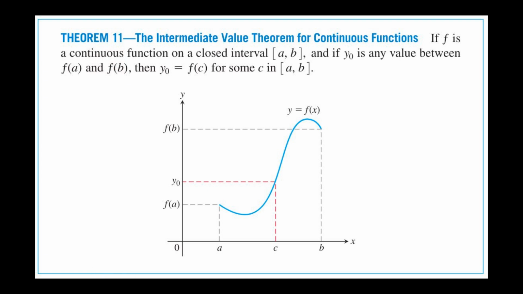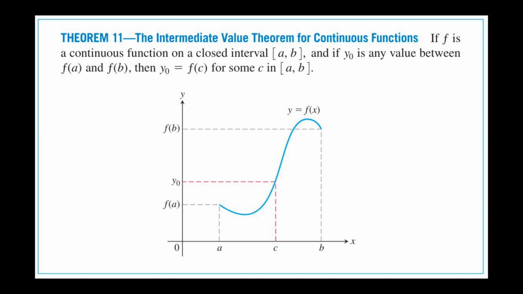Theorem 11. The intermediate value theorem for continuous functions. If f is a continuous function on a closed interval from a to b, and if y0 is any value between f of a and f of b, then y0 equals f of c for some c in the closed interval from a to b.